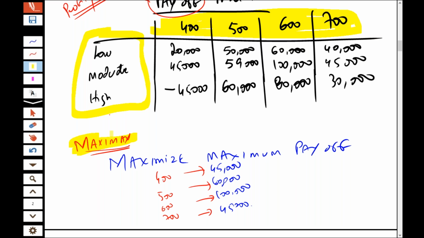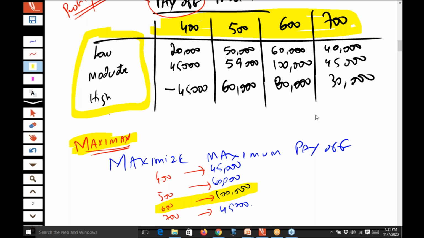The technique of Maximax tells us that you have to maximize the maximum payoff. So you have identified the maximum payoffs from each, and now you need to maximize it. So if you are going to be maximizing it, this is the one that you have to use. So one of the techniques is the Maximax. With the Maximax technique, you maximize the maximum payoff.